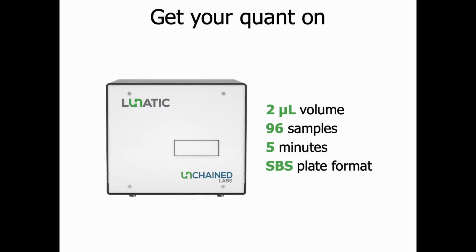Lunatic is a full-spectrum UV-Vis spectrophotometer which requires only 2 microliters per sample and no dilution steps, reagents, or standard curves. Lunatic can measure up to 96 samples at a time in about 5 minutes. Our plates have a standard SBS footprint and a standard well layout, so they're compatible with liquid handling robots and multi-channel pipetters.